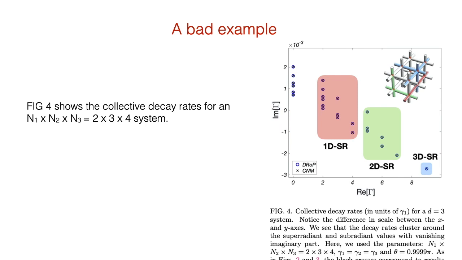Then I look at the figure and, okay, sure, I can see the collective decay rates. There's some interesting colored squares, but what do they mean? There's some cryptic 1D SR, 2D SR. I wonder what's going on here.